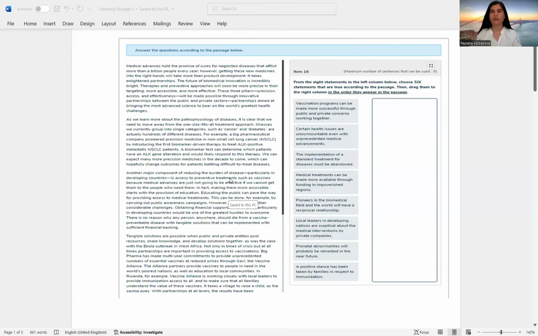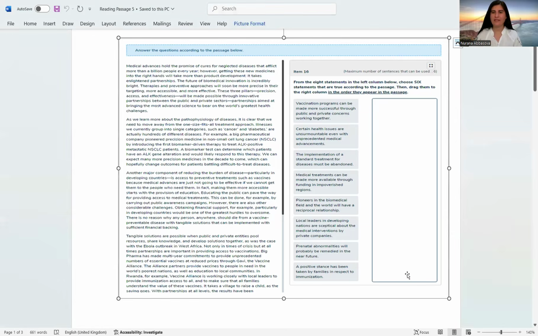What is your goal here? What you should do is to find in which paragraph they talk about the first one. Vaccination programs can be made more successful through public and private concerns working together. Let's say that they talk about it in the last paragraph, and you will put it in the last section of this box on the far right-hand side.